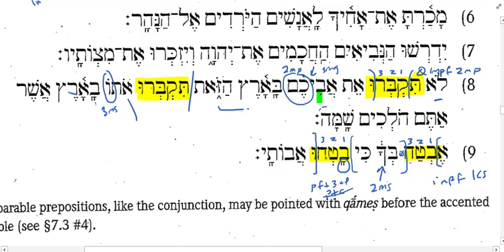So it's because some plural group trusted. Okay? Now, what's the subject? It's avotai. It's avot, fathers, with the first common singular pronoun, my fathers. So I will trust in you because my fathers trusted, presumably in you. Okay? All right. So I will stop there.